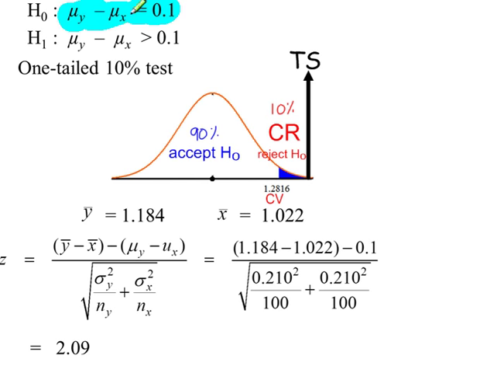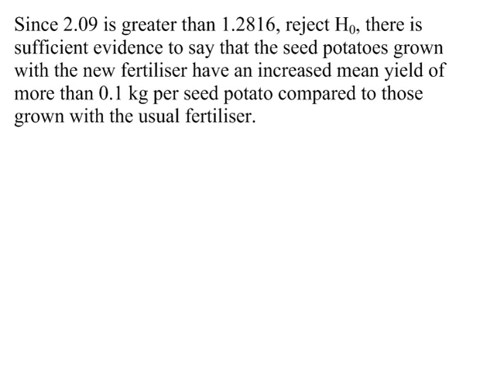So this value here, 0.1, goes here. So this time it's not 0. Our test value is 2.09. 2.09 is greater than 1.2816, so we're going to reject H0. And our conclusion in context.